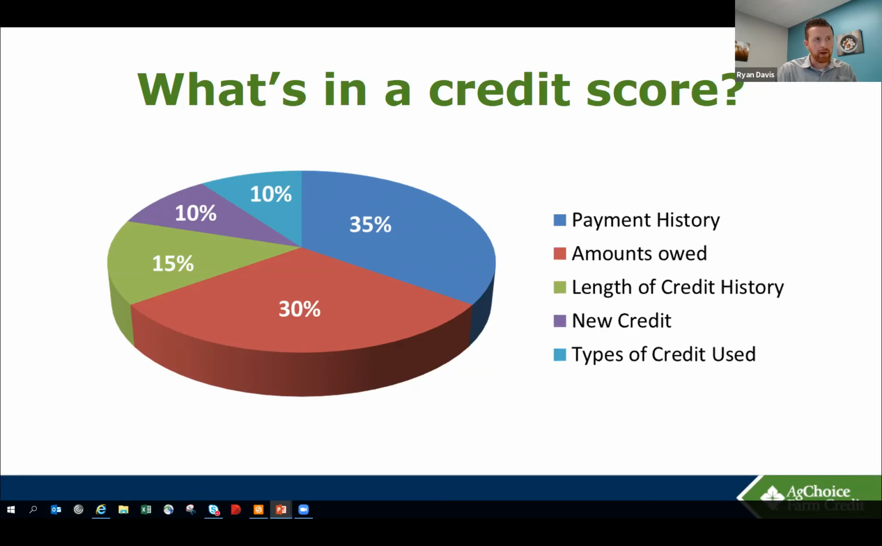Length of credit history also has an impact. So how long you've had credit and how long you've been paying back on your obligations, that has an impact. New credit can have some impact as well, especially if you're taking out a lot of new credit at one time. And then lastly, the types of credit used can have an impact. So if you have limited history, like you only have an auto loan on your credit report, it could limit the upside of your credit report. It may not be able to get quite as high as if you had a good mix of different types of credit, like a credit card, a mortgage, student loan, and some of those different types of debt. So that's what goes into your actual credit score.